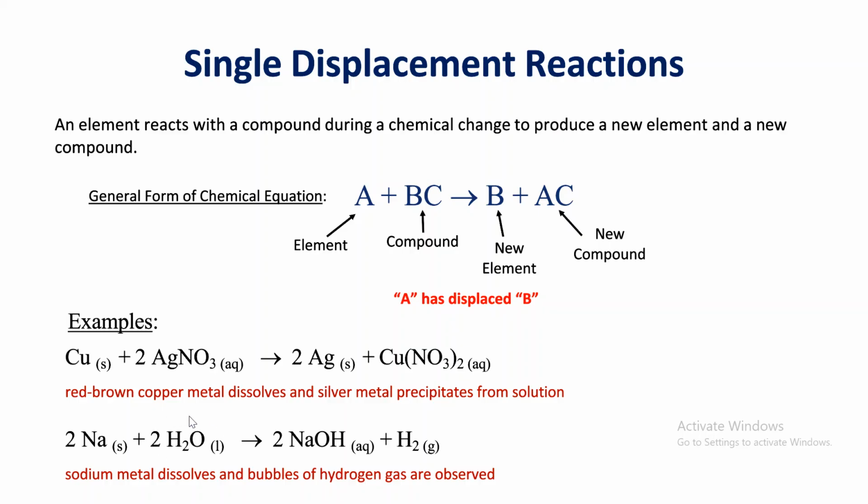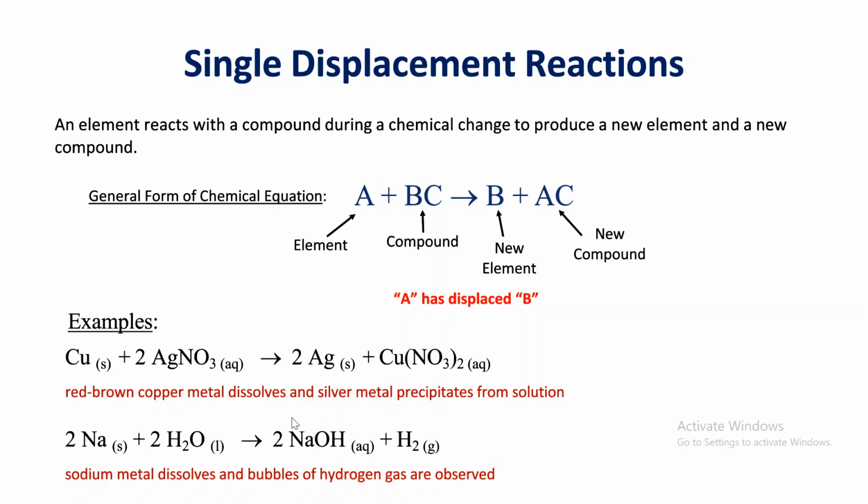The second example, we have sodium metal. When you add it to water, it's going to create this big explosion. The sodium is actually going to kick out the hydrogen. Look here, it's kicking out the hydrogen. It will take its place and it will form the base sodium hydroxide.